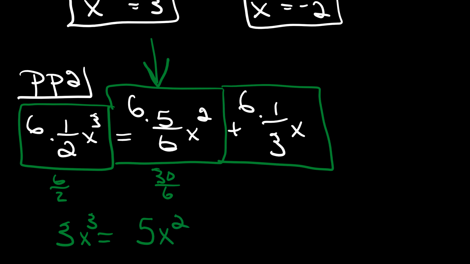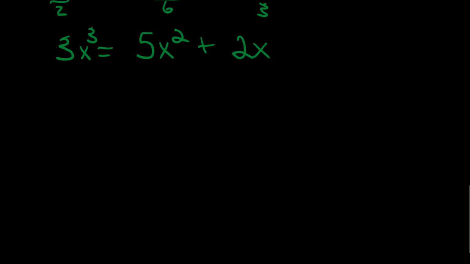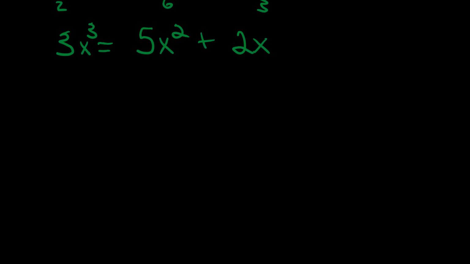And then I've got a plus sign here, and I'll simplify box number 3. 6 times 1 is 6, divided by 3 is 2, and that makes it 2x. Okay, then I'm going to scroll up here. This is my equation now that I have to solve for x. All right, so as you can see, I've got x cubed, 5x squared, plus 2x.